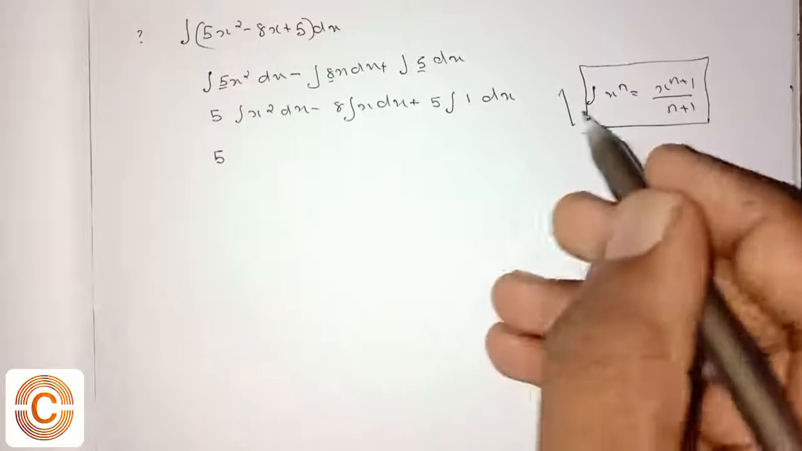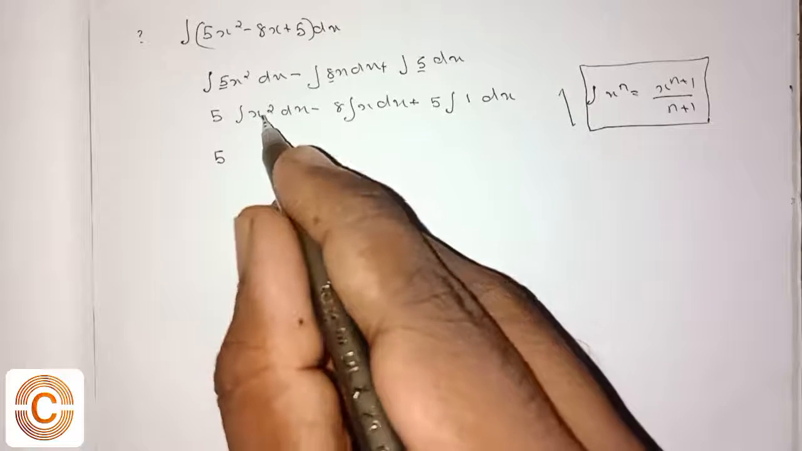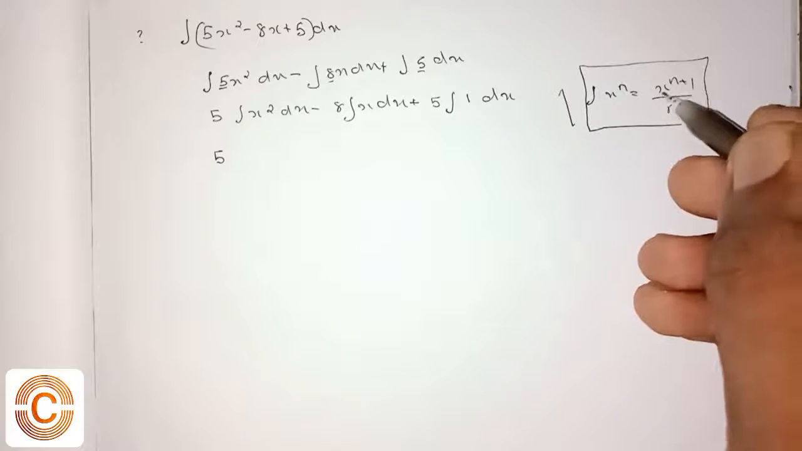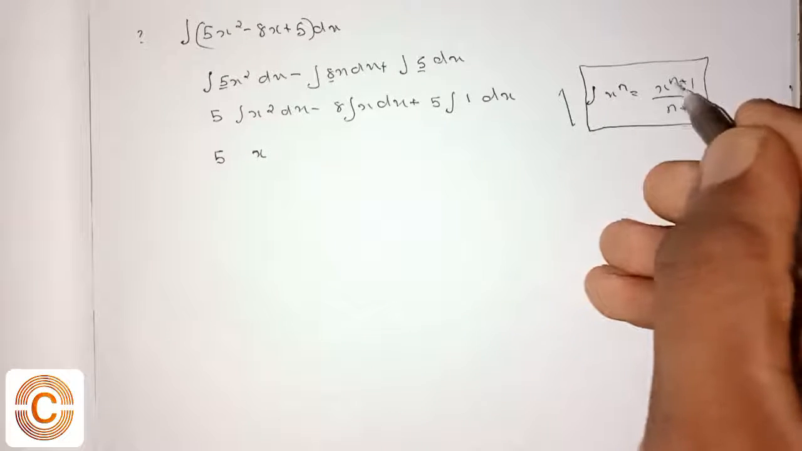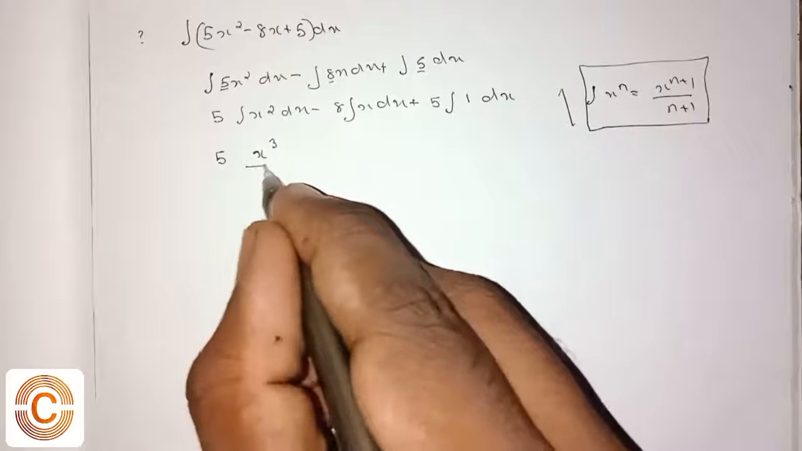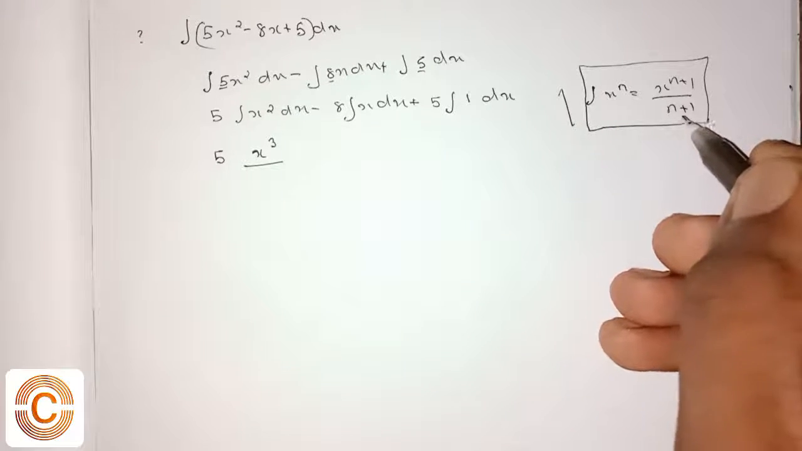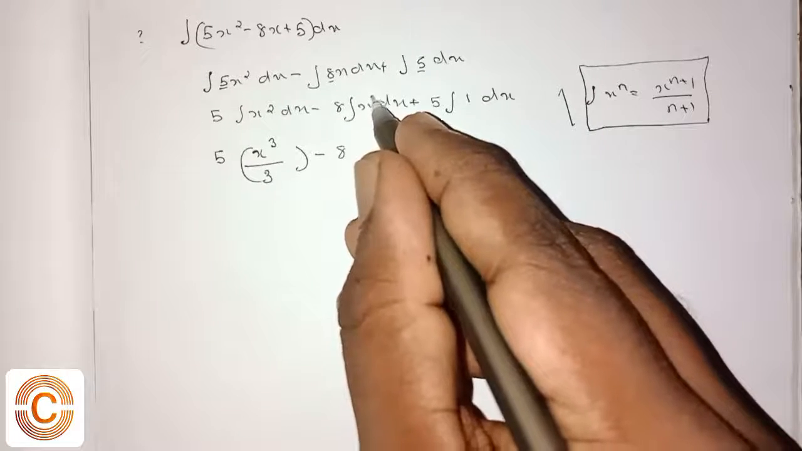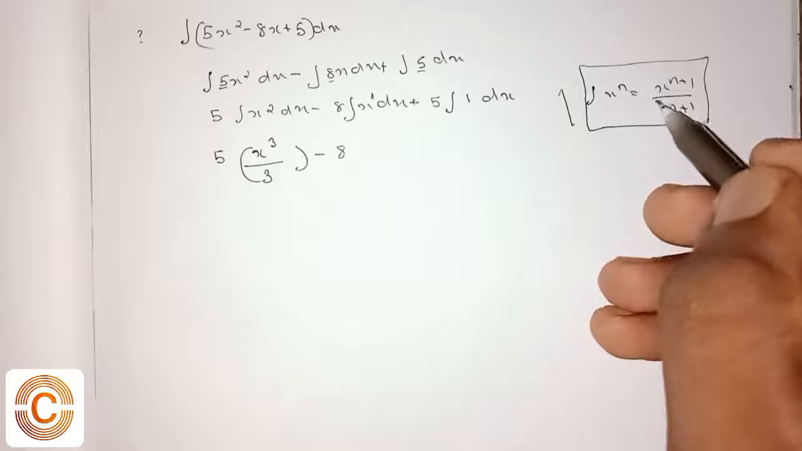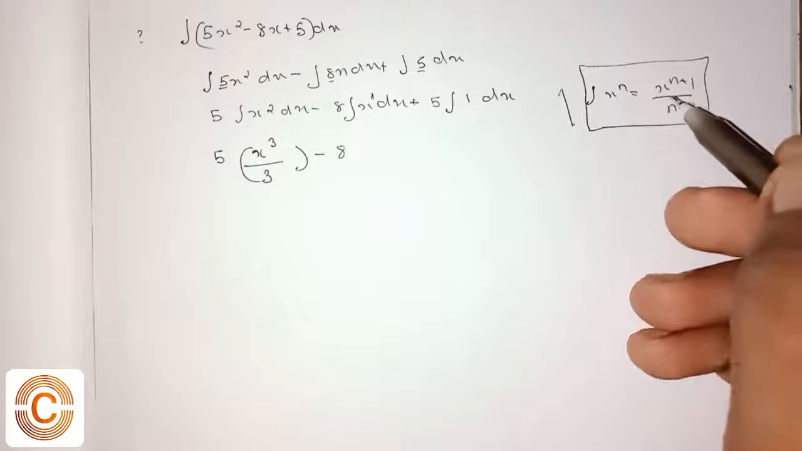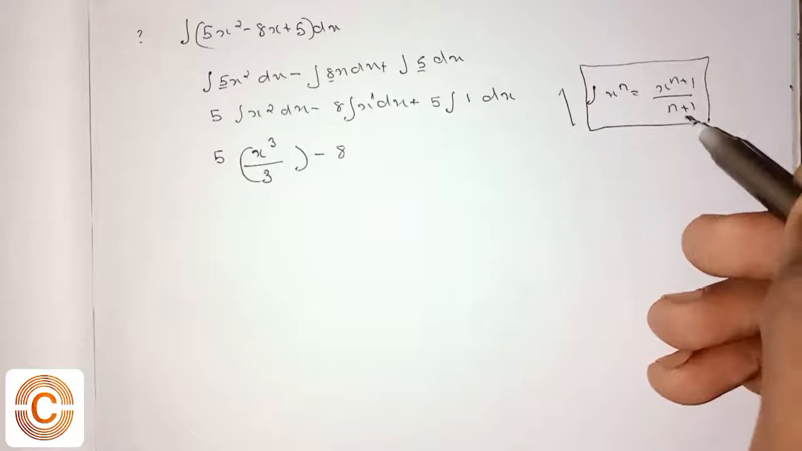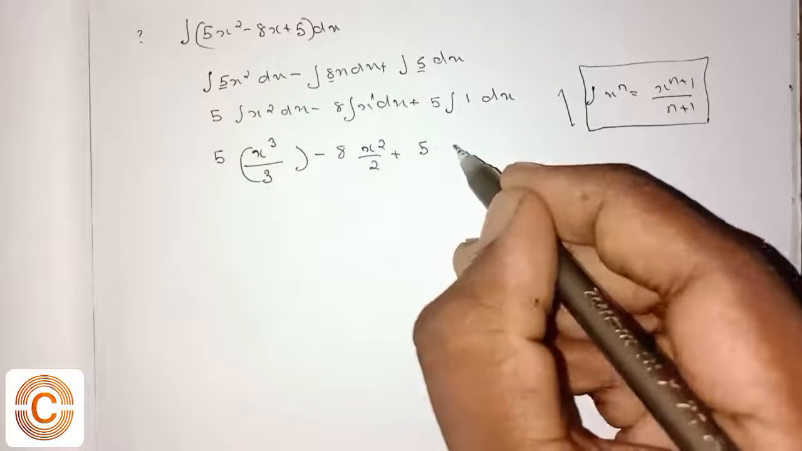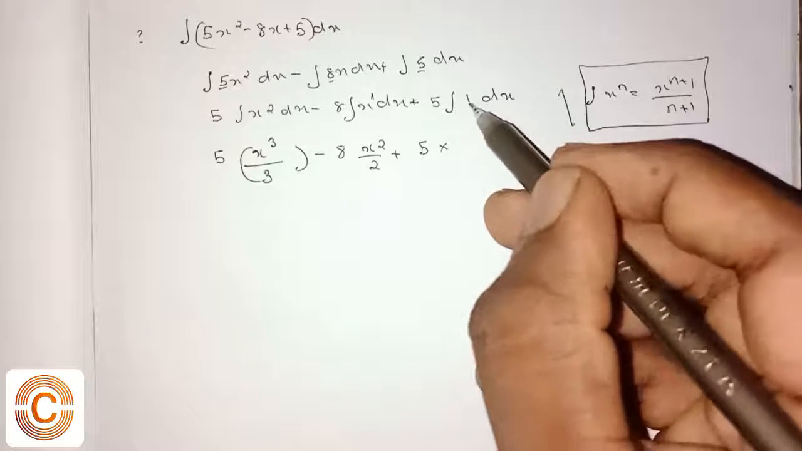Note here that we can put the value of n equal to 2, then it becomes x raised to 2 plus 1, which is 3, divided by 2 plus 1, which is 3, minus 8 into x raised to 1, where n equals 1, that is x raised to 1 plus 1 divided by 1 plus 1, that is x square divided by 2, plus the constant 5 into integral of 1 dx.